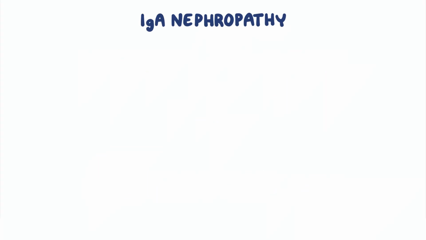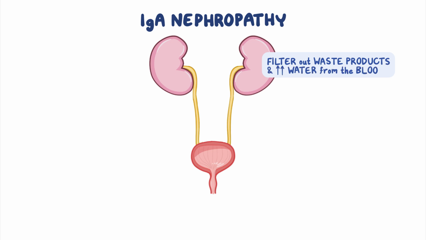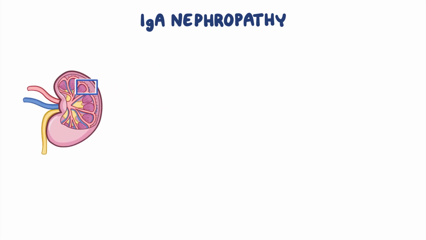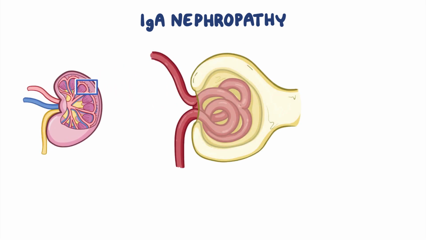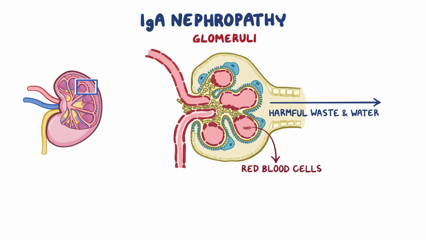IgA nephropathy is a disease associated with the kidneys, which are two bean-shaped organs in our body that filter out toxic waste products and excess water from blood and excrete them in the urine. Now, inside each kidney, there are clusters of capillaries, that is, tiny blood vessels, called glomeruli, which act like filters of the kidney to let water and the harmful wastes through, while keeping important things like red blood cells and proteins in.